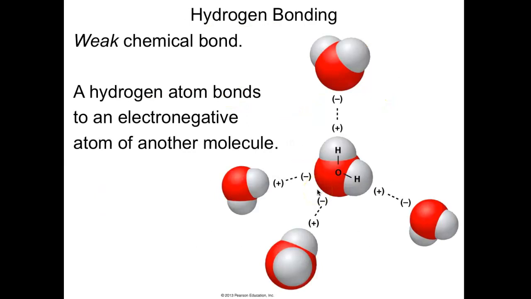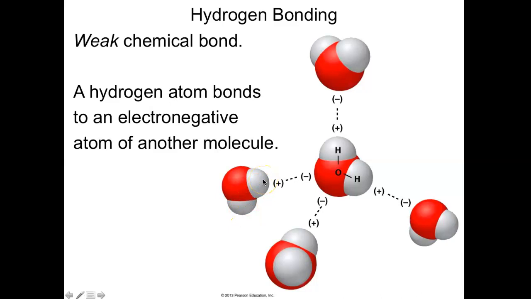Hydrogen bonds, letter C. A hydrogen that is positive on one molecule is attracted to a negative atom on another molecule. This is opposites attract, but it's between two different molecules. This is an example where you're looking at five water molecules. The oxygen is red, the hydrogens are white.